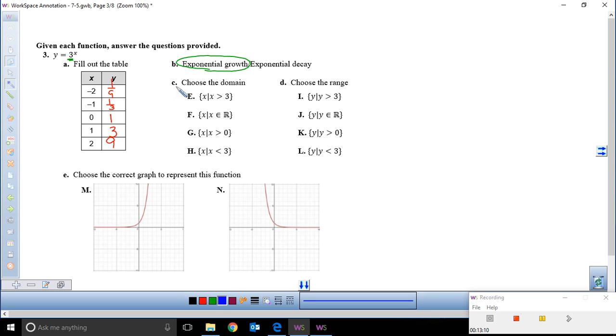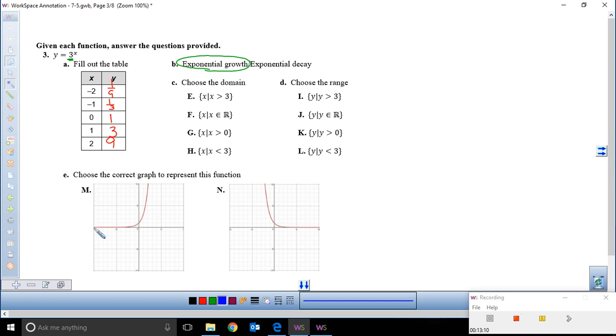All right. Letter C says we want the domain of this function, but before we do C and D, I'm going to skip down to letter E, and this is going to seem like we're going in a backwards order, but that's okay. Once we pick the graph for this function, it's going to be easier to choose the domain and the range. So we want to choose the correct graph to represent this function. Since we know it's exponential growth, we want to choose the graph that's getting bigger from left to right.